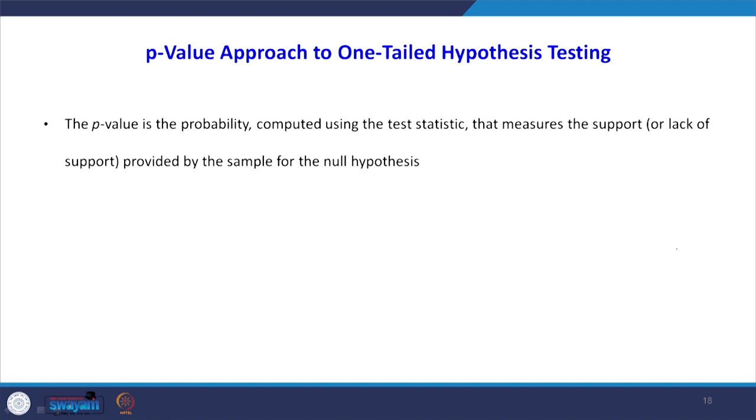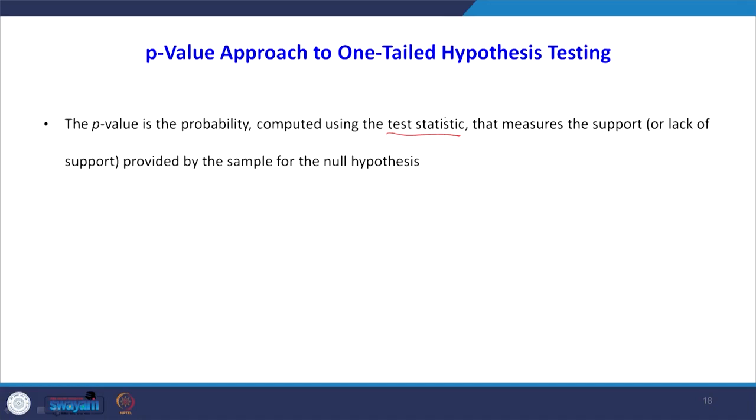What is the p-value? The p-value is the probability computed using the test statistic, you should be careful, the test statistic, that measures the support or lack of support provided by the sample for the null hypothesis. So the p-value says whether it is supporting the null hypothesis or not. If the p-value is very high, it will support the null hypothesis, and we will accept the null hypothesis. If the p-value is low, it will not support the null hypothesis, and we will reject the null hypothesis.